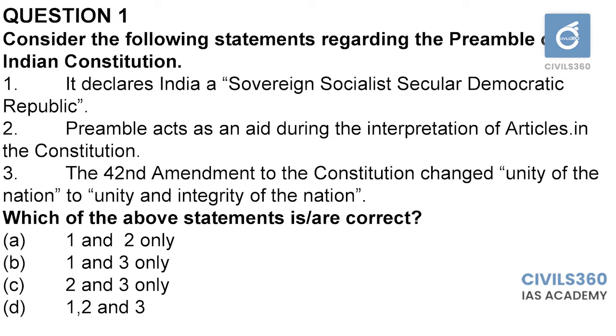You all might know that the preamble was based on the objective resolution moved by Jawaharlal Nehru in 1946. It's not enforceable in the court, but it can be used for interpretation of articles. During the initial time, preamble consisted of sovereign democratic republic, and it was only in the 42nd Amendment Act of 1976 that the words socialist and secular were added to the preamble. Also, in this 42nd Amendment Act of 1976, unity of the nation was changed to unity and integrity of the nation. Hence, the answer is option D, 1, 2 and 3.